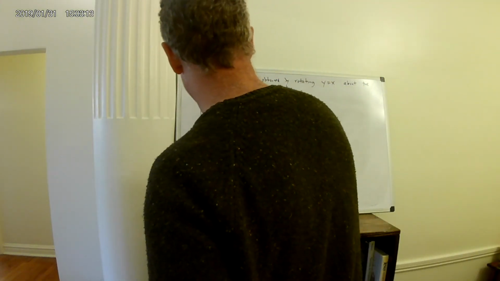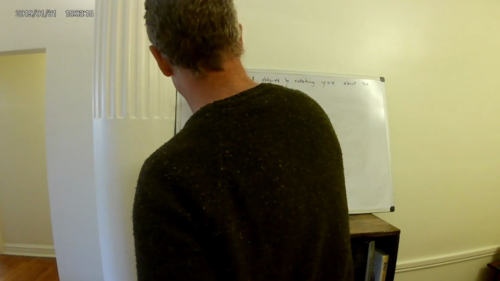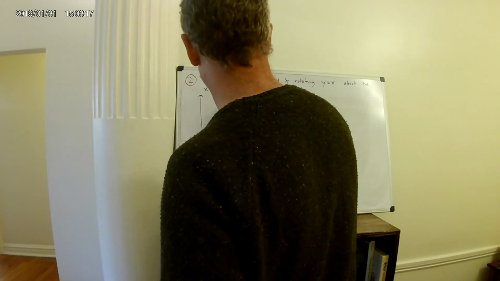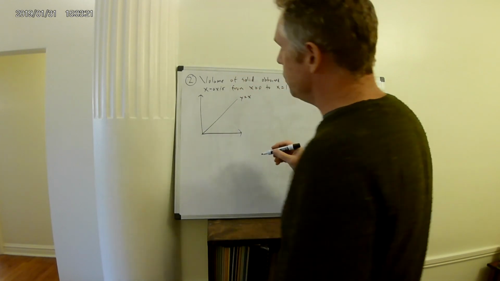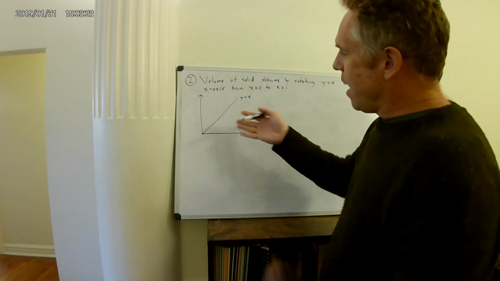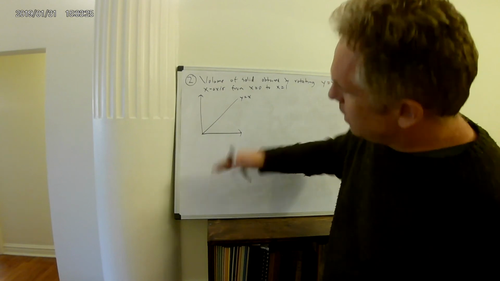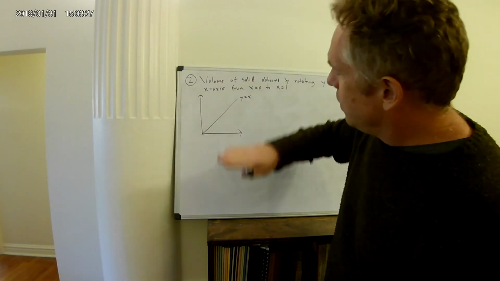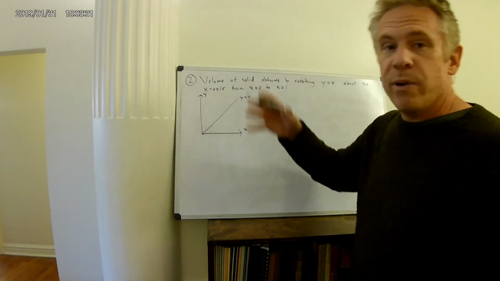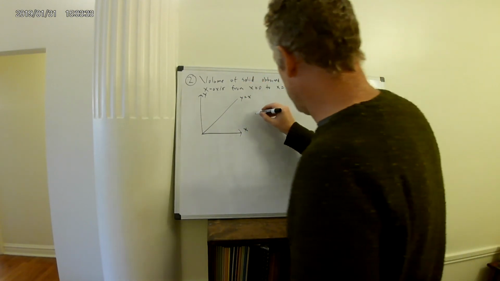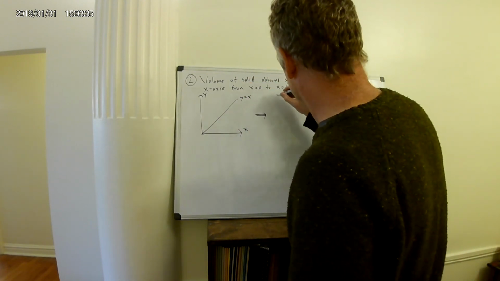Okay, what does this mean? Well, let's draw a graph. Let's draw the line y equals x. Okay, this is our line, y equals x. And what we're going to do is imagine we took this line and rotated it around the x-axis. That will generate a solid. I'll do my best to portray what this looks like.